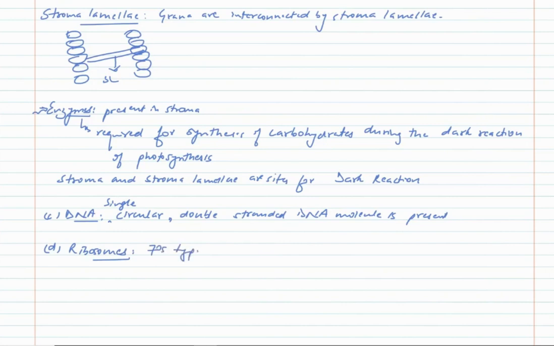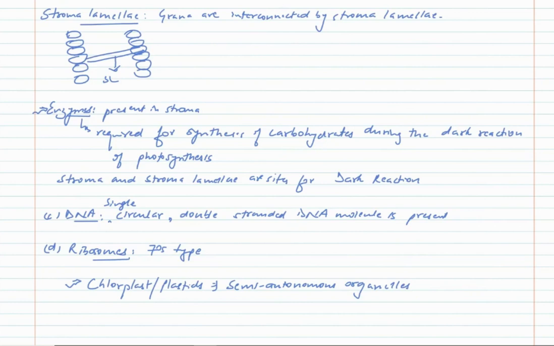Now, due to the presence of this DNA and ribosomes, these chloroplasts or plastids, they are also semi-autonomous organelles because they can replicate on their own.